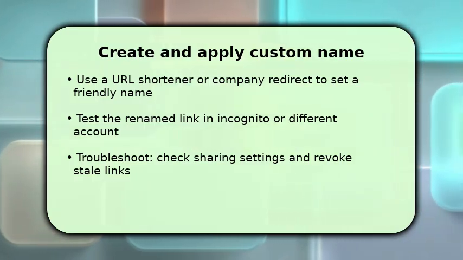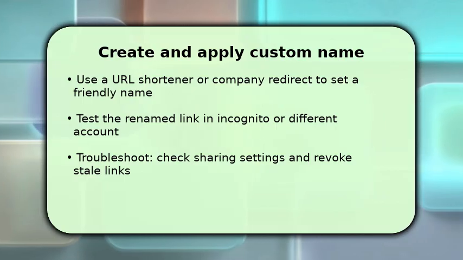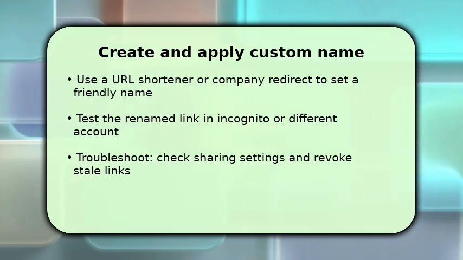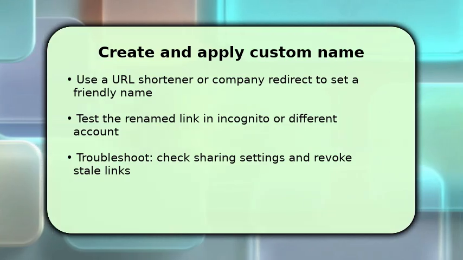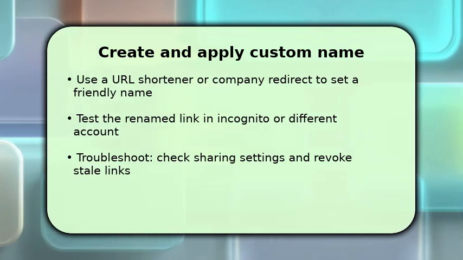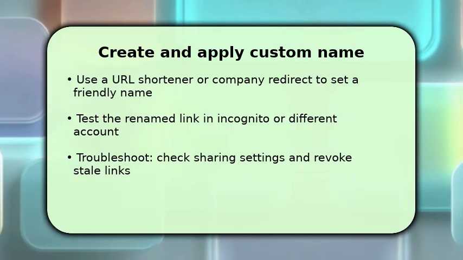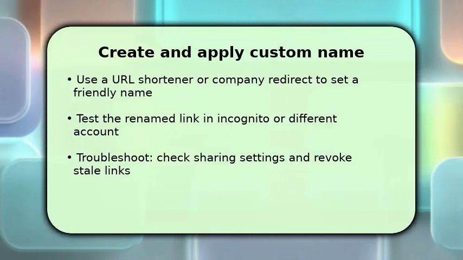Once done, test the renamed link in an incognito window or another account to ensure permissions behave as expected. If recipients can't access it, make sure sharing isn't restricted, and revoke or update any stale links. That resolves most access issues.